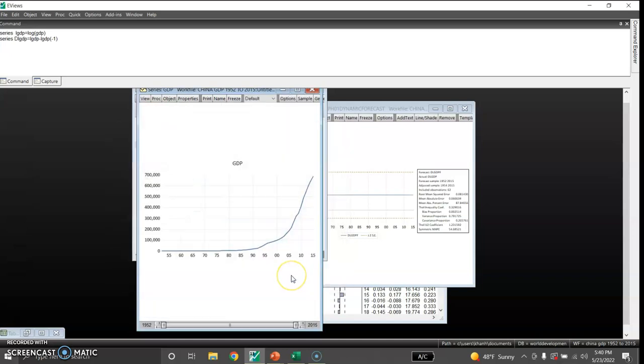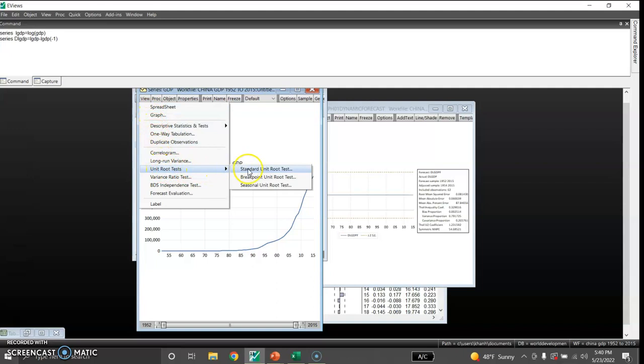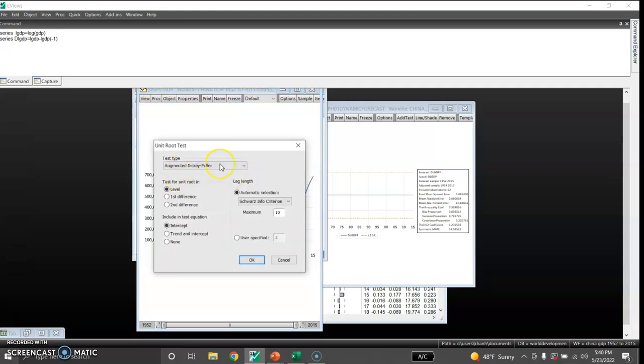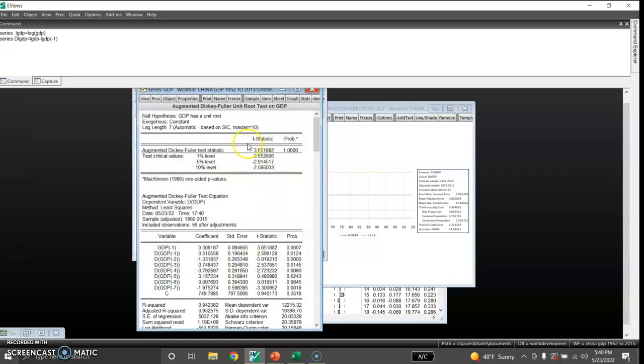and this is the graph of the China GDP. And after this, I would like to check its unit root. And first, I would like to check the unit root test with the level of this series. And here is the augmented Dickey-Fuller test statistic.